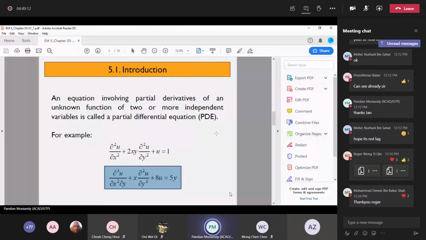So this is one form of partial differential equation. You can see the two examples here, just for you to be familiarized. You must be very familiar with this, because this one is totally different.